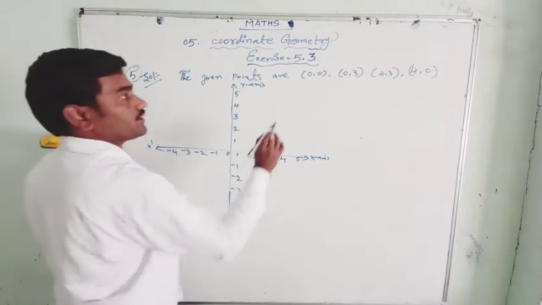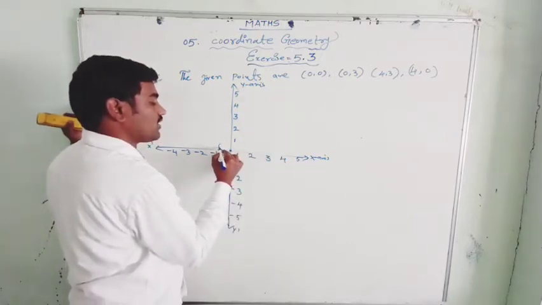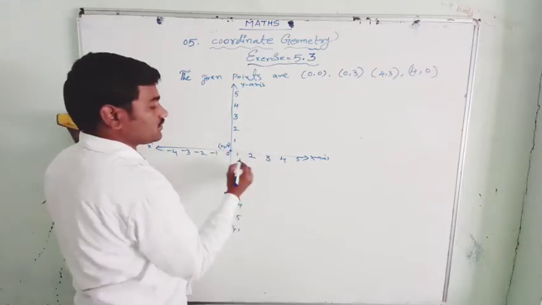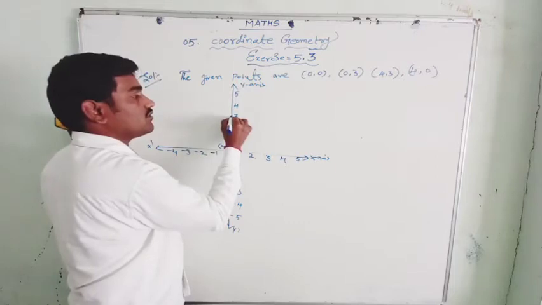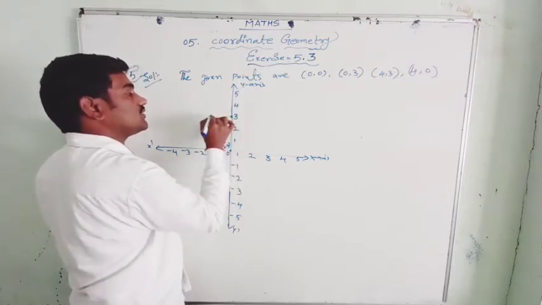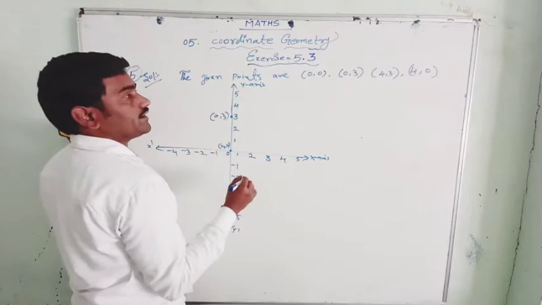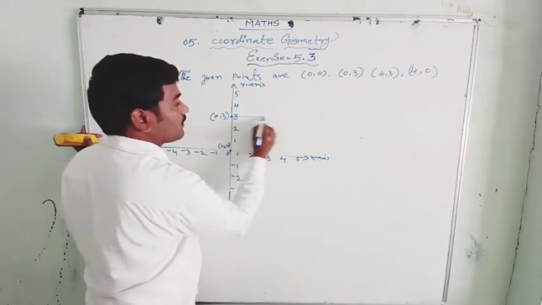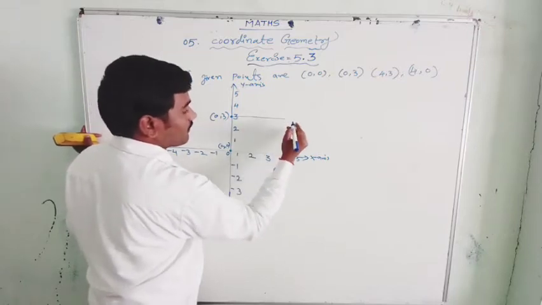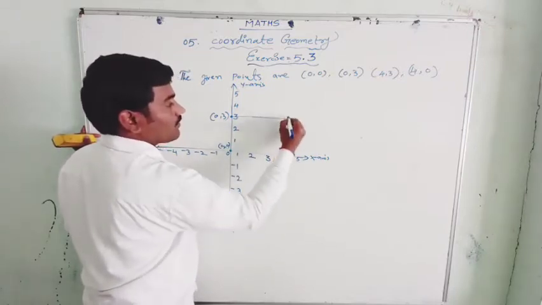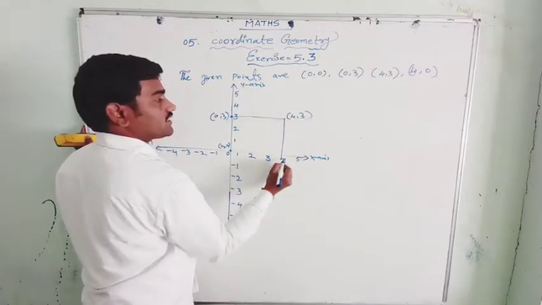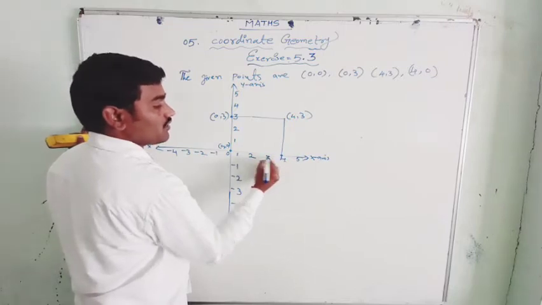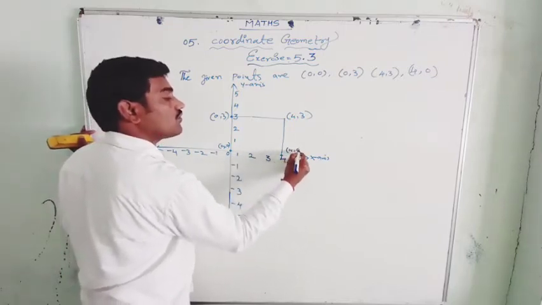Now we look at 0 comma 0. Here is the 0 comma 0 point. Next 0 comma 3. X value is 0, y value is 3. So here 0 comma 3. Next 4 comma 3. X value is 4, y value is 3. Then 4 comma 0. Here x is 4, y value is 0. That is 4 comma 0.